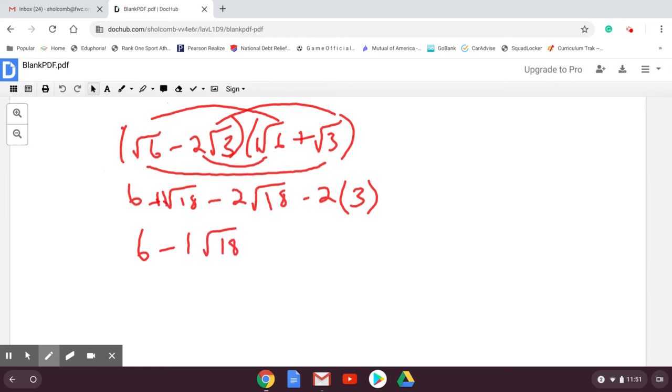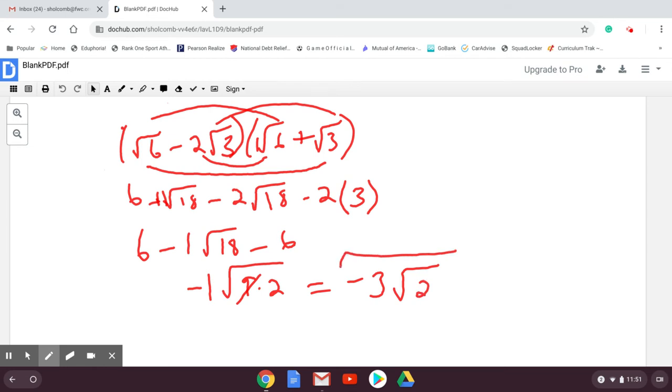Remember, there's a hidden 1 in front of that radical 18. And then minus a 6. Well, then that means these 6's cancel out, because what's 6 minus 6? 0. So I'm left with this negative 1 radical 9 times 2. I identified the 9 because it's a perfect square. The square root of 9 is 3. Pull it onto the outside. Negative 1 times 3 is negative 3 radical 2. And there's a fully simplified answer.